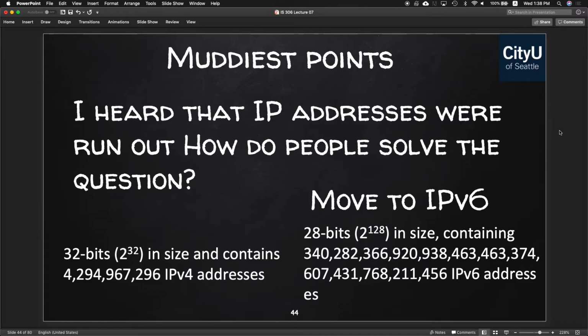I heard that IP addresses have run out. How do people solve the problem? IPv4 only has around 4 billion addresses. One way they try to fix that is through subnetting, because before, when there were maybe no standards yet, people thought that you have your own IP address for your computer, it should be unique globally. Oh, you also have your IP address for your computer, it should be unique globally. And we have millions of devices, so this would get consumed right away.